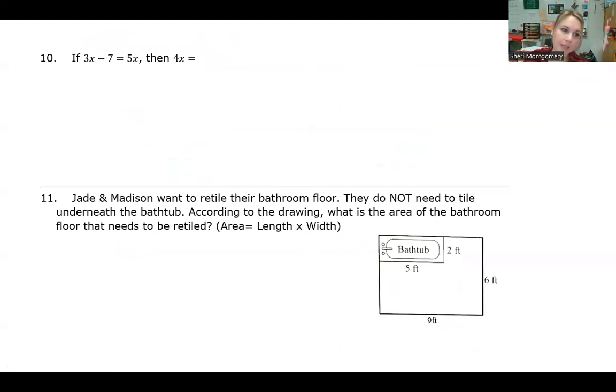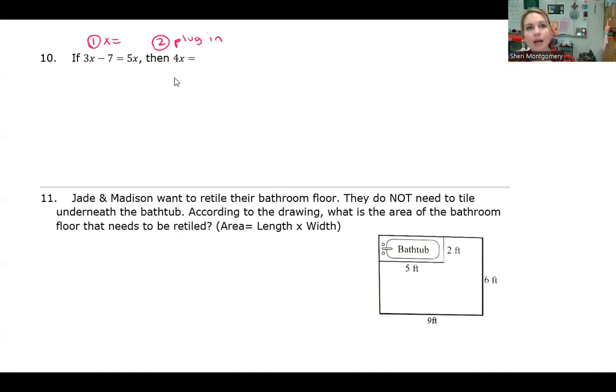Question number 10. This is an if-then question. So we have to do the if. We have to first get x equals, and then second, we have to plug it in. So first thing that we need to do is solve.